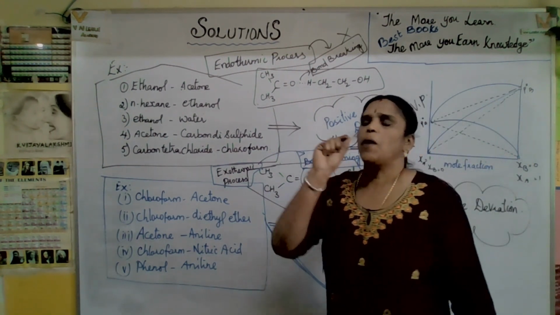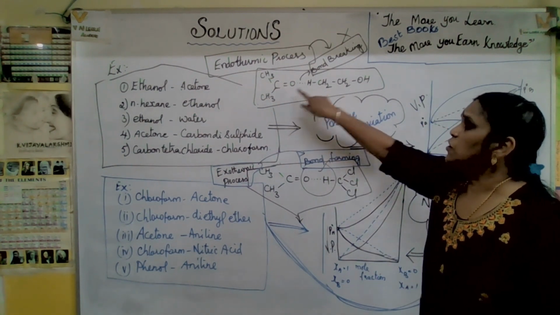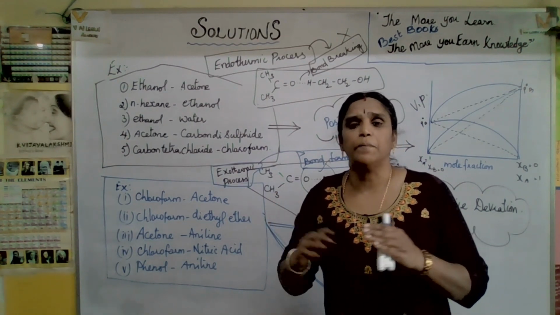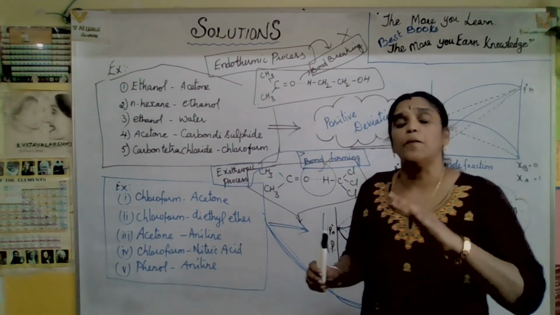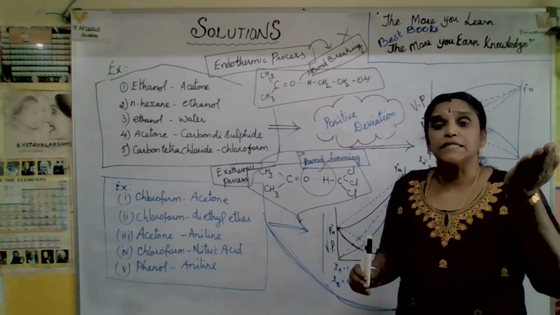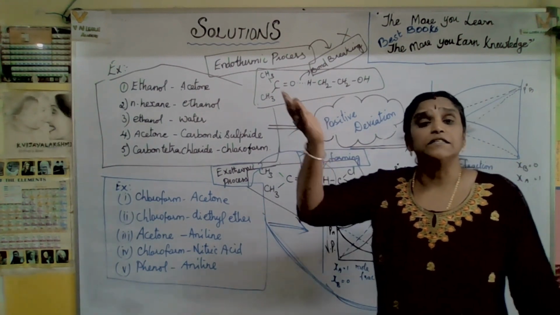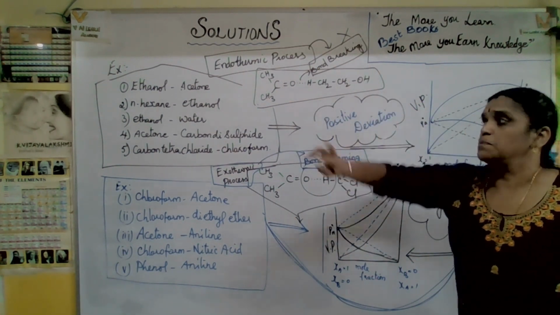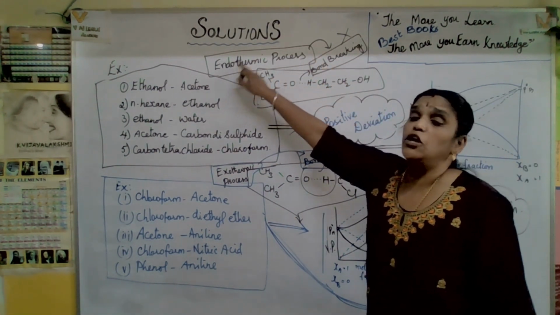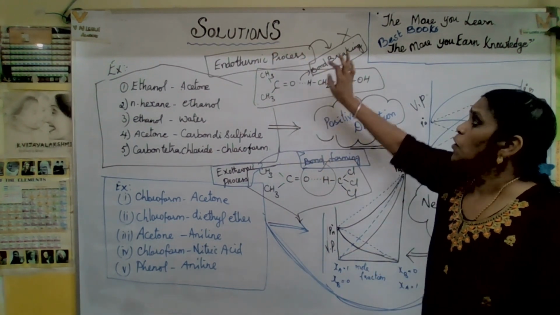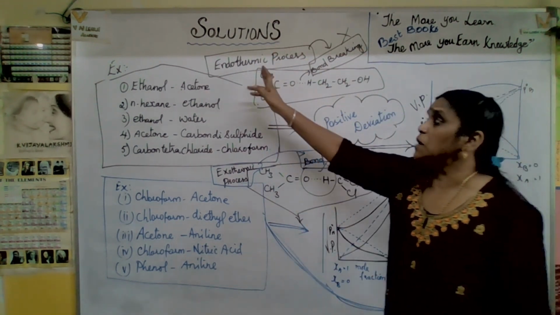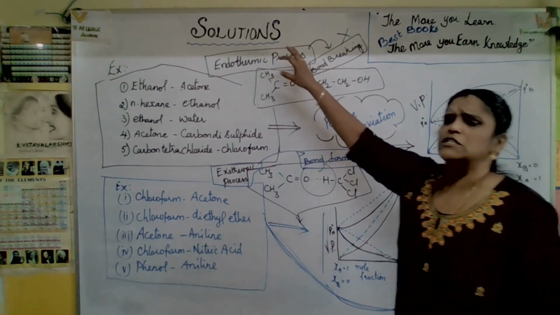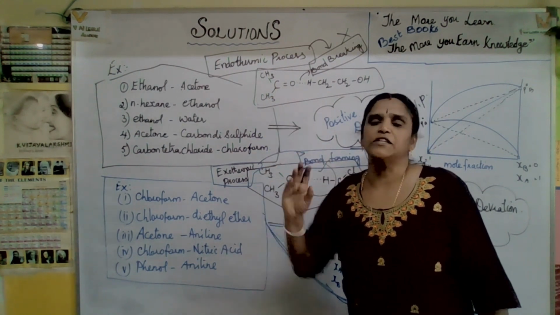Now let us see one example here: acetone and ethanol. Somehow the hydrogen bond breaks, so the escaping tendency of the components of that solution into the vapor phase increases. So naturally it is a positive deviation. Bond breaking happens, so naturally it is an endothermic process. Please note down, when a bond breaks, that belongs to an endothermic process.